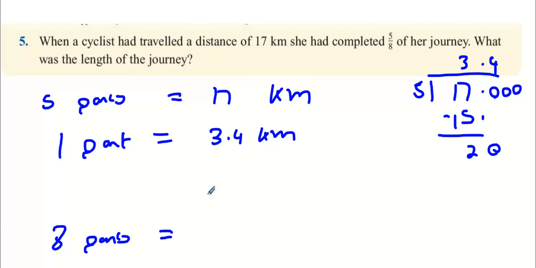Now you have to find out what 8 parts is, so we need to multiply that by 8. So 8 times 4 is 32, write 2 carry 3. 8 times 3 is 24, 24 plus 3 is 27. So 27.2 kilometers. Okay guys, so that is exercise 8.2, questions 1 to 5.